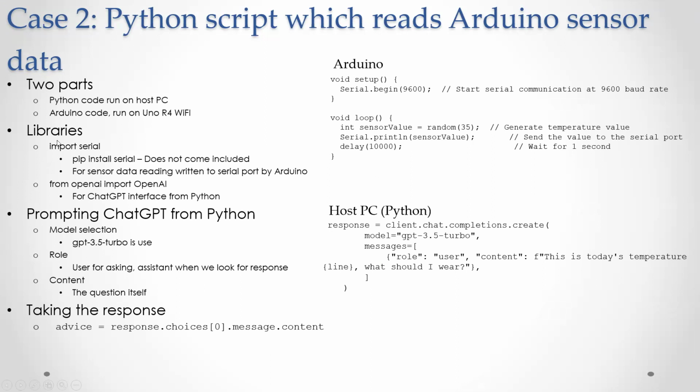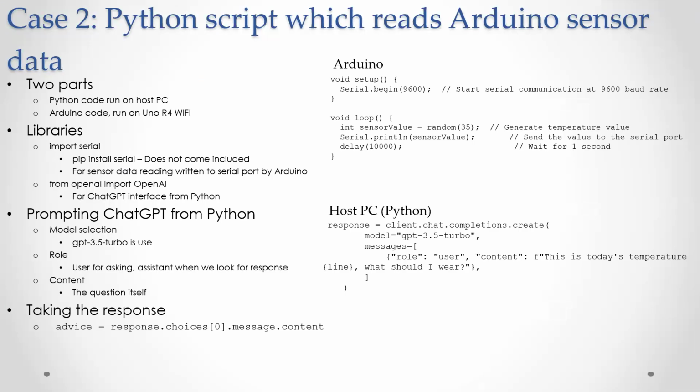When it comes to dependencies, we need to import the serial library in Python. We would need to install it if we don't have it already in our environment. Pip install serial is the command to install it. So we also probably need to install the OpenAI library for Python as well. There are many ways to do that if it's not already installed.